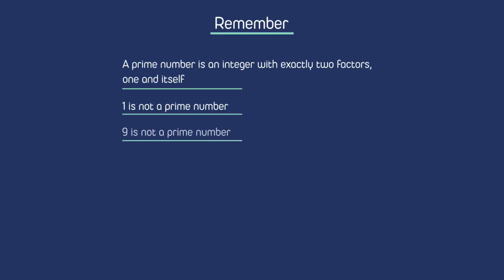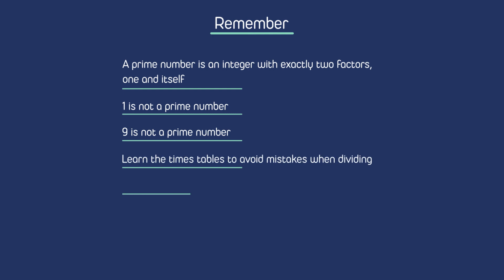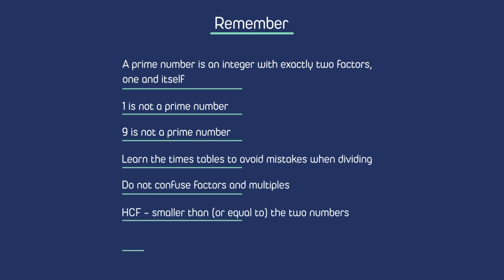Now we're just going to go over a few things that you need to remember when you're dealing with questions in this topic area. First of all, 1 is not a prime number. Don't forget your definition that a prime number has exactly 2 factors. Also, sometimes people make the mistake of thinking that 9 is a prime number. I think that's because 9 is the first odd number that is not prime. Make sure that you don't get factor and multiple the wrong way round. Factors are always smaller and multiples are always larger.